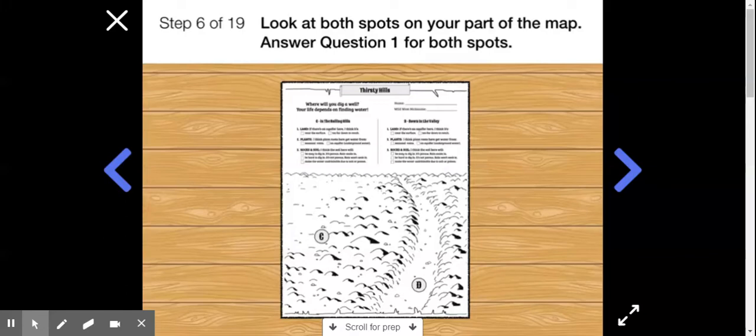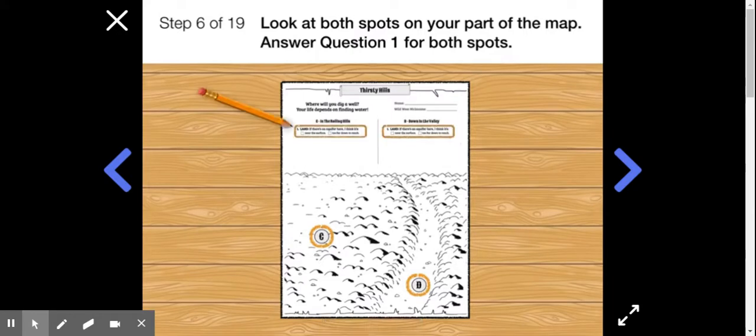Now it's time to use what you know about underground water. Look at both spots on your part of the map. Answer question 1 for both spots. Now remember, your first clue is the land. Some spots are high in the mountains, some spots are down in the low areas. So think about how far down you'll have to dig for water at each spot.